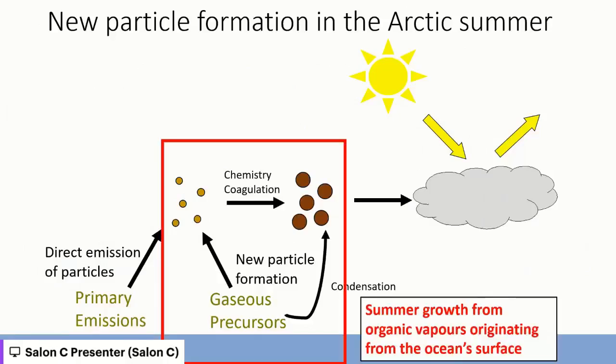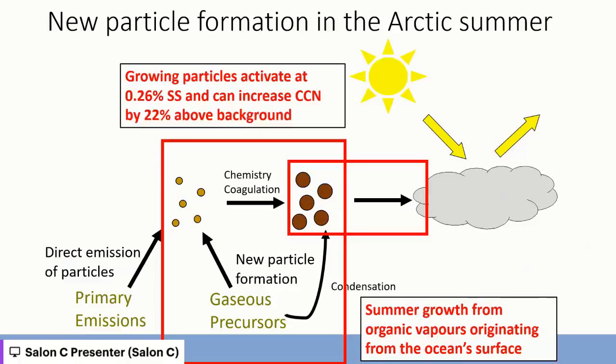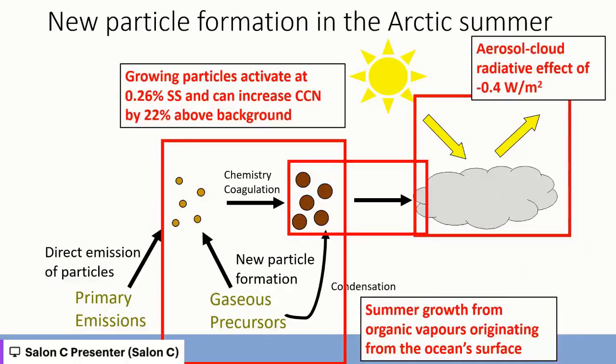So just to summarize, we see that the summer aerosol formation and growth in the Canadian Arctic is being driven by organic vapors that we think are originating from the ocean surface. These growing particles can activate into cloud droplets at an environmentally relevant supersaturation of 0.26%, and they do increase the CCN concentrations by 22%, and the radiative effect of these types of particles is on the order of negative 0.4 watts per meter squared. So that's the end of the first part. This is really a summary, as I mentioned, of many years of work contributed by many people.